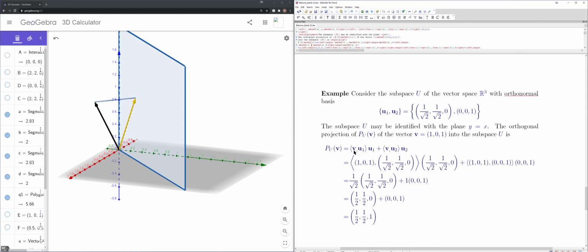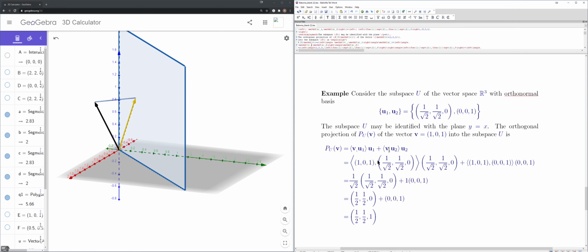So it's your vector v. Take the inner product with your first basis vector. That's given to you, and remember this basis here is an orthonormal basis. So take the inner product with your first basis vector and multiply it against the basis vector. Take the inner product of vector v with the second basis vector, u2, and multiply it against u2. This is just working out the inner product.